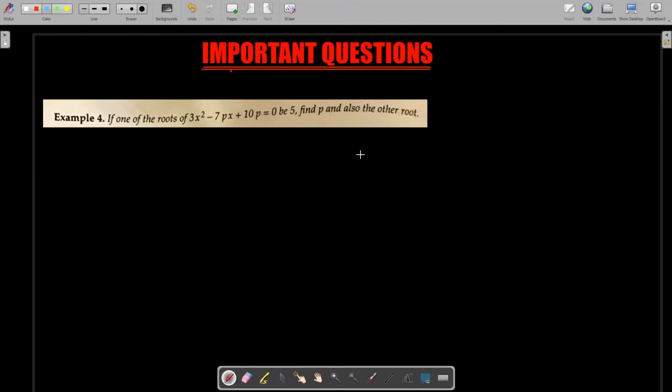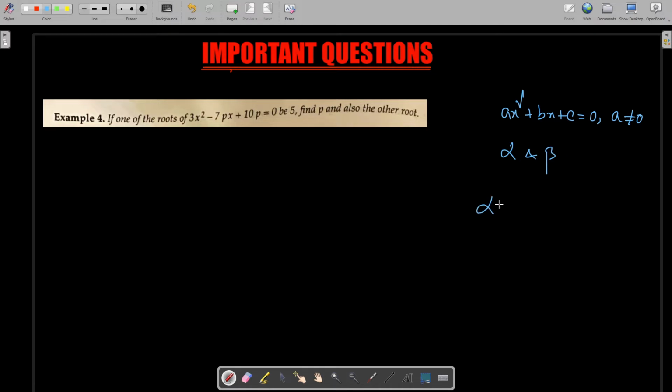Hello students, last class we learned about the nature of the roots and the relation between the coefficients and the roots. Let's take a quick revision. We have a quadratic equation ax square plus bx plus c equals to 0, where a is not equals to 0, and alpha and beta are the roots.